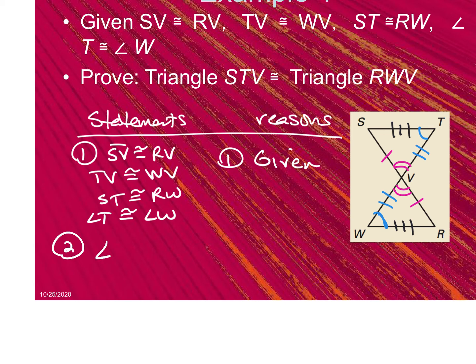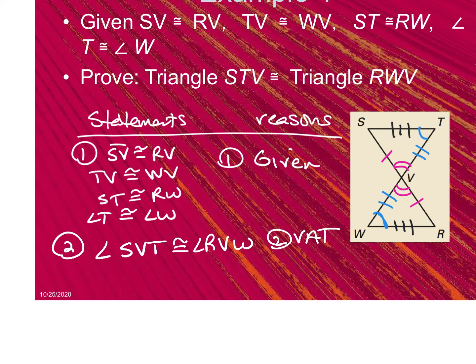So angle SVT, or you could have said TVS, it doesn't matter, is going to be congruent to angle RVW. And the reason is the vertical angles congruence theorem. I abbreviate that as VAT.